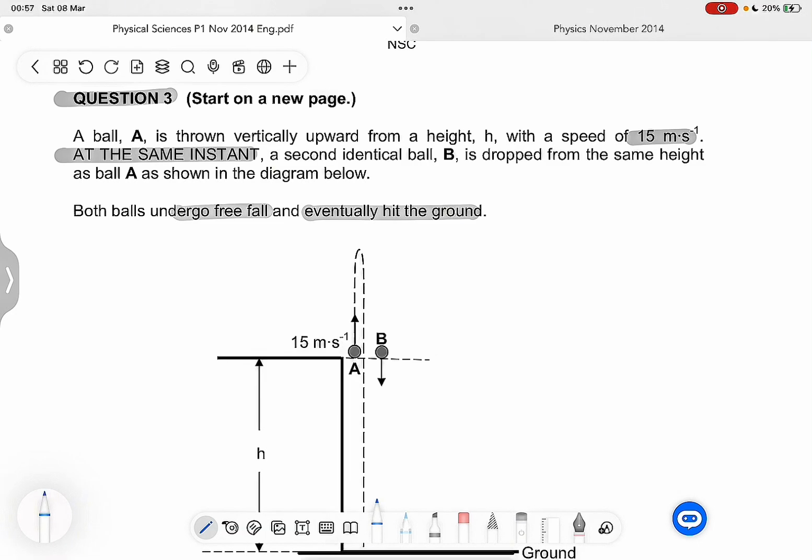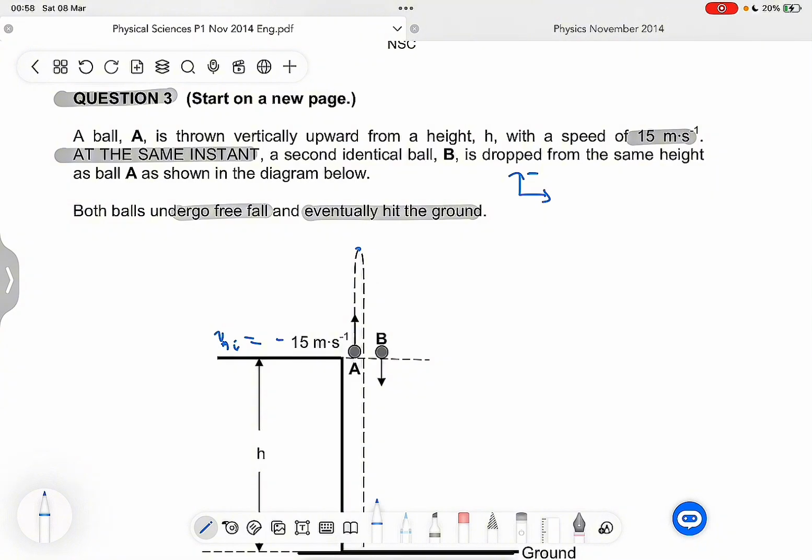Perhaps the first thing that I can do with this problem really is to choose direction, to say any vector that goes upward is negative. So I'm basically choosing up as negative. That is to say, here I'm going to have negative 15 meters per second. So my initial velocity of ball A is really going to be negative 15 meters per second because I chose up as negative.